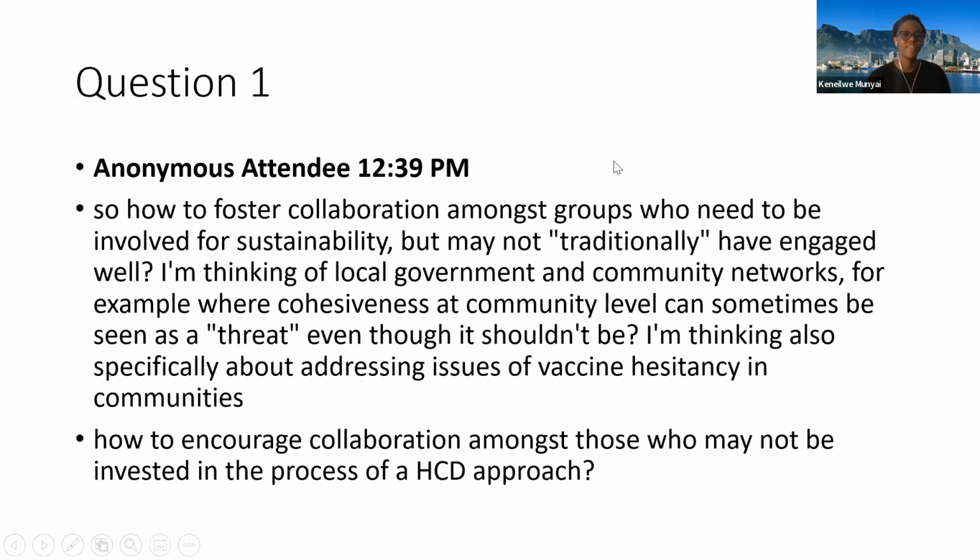Okay. So the first question is, how to foster collaboration amongst groups who need to be involved for sustainability, but may not traditionally have engaged well? I'm thinking of local government and community networks, for example, where cohesion at community level can sometimes be seen as a threat, even though it shouldn't be. I'm thinking specifically about addressing issues of vaccine hesitancy in communities. That's a very good question.